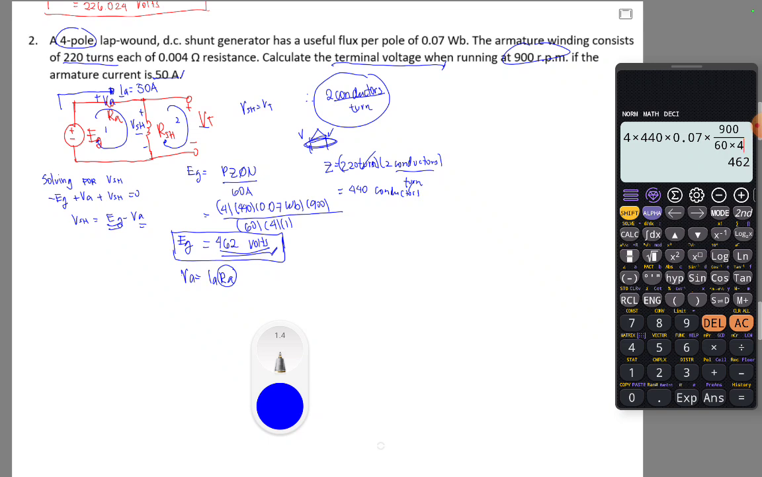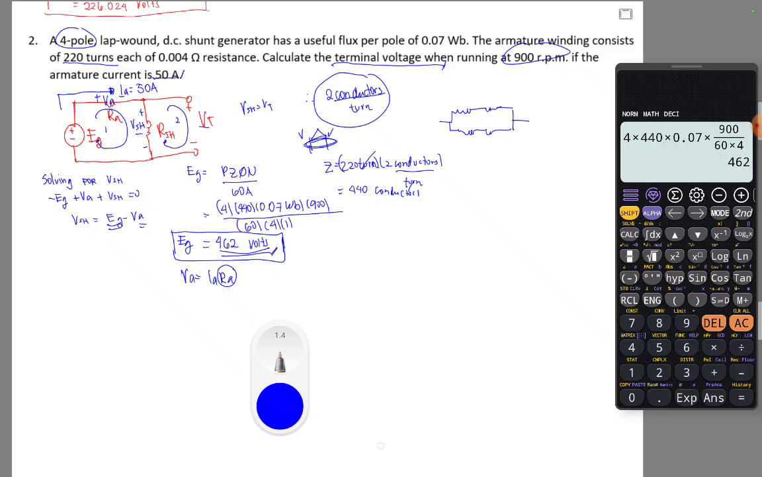So from this, the next thing to consider is our current path. If it is connected in a wave winding, then the connection of the turns of the armature resistance is only 2 paths. Why? Because that is what wave is, 2m.